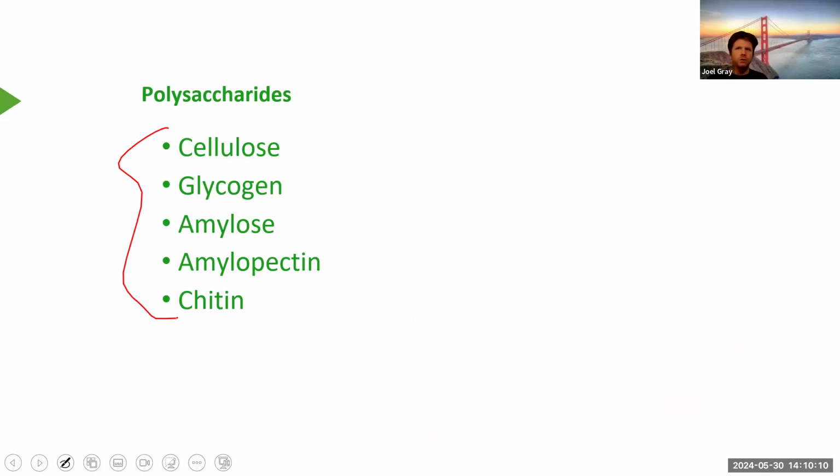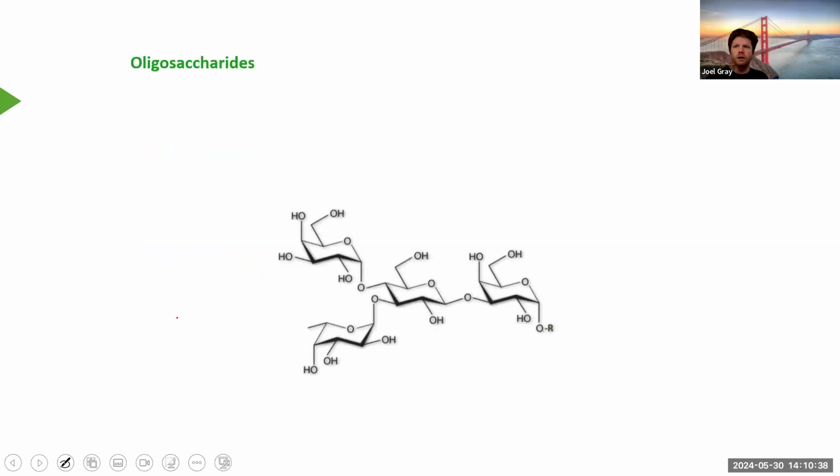Now, your most common polysaccharides are cellulose, glycogen, amylose, amylopectin, and chitin. It's important for you to know the differences between these and the ways to distinguish them from one another. Cellulose, what's cellulose a major component of? Plants. Now, cellulose is a repeating polysaccharide of glucose. So it's glucose after glucose after glucose after glucose. It's D-glucose that just repeats over and over and over again.